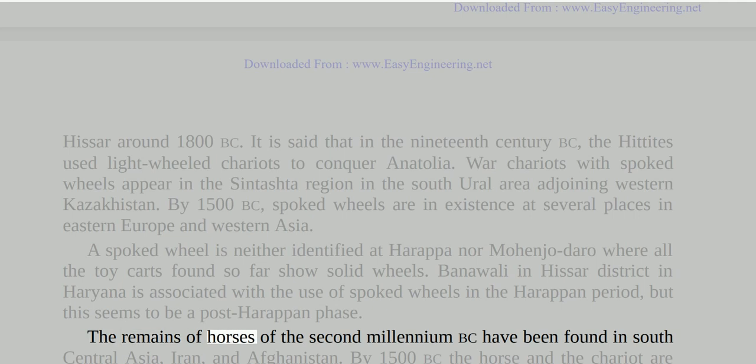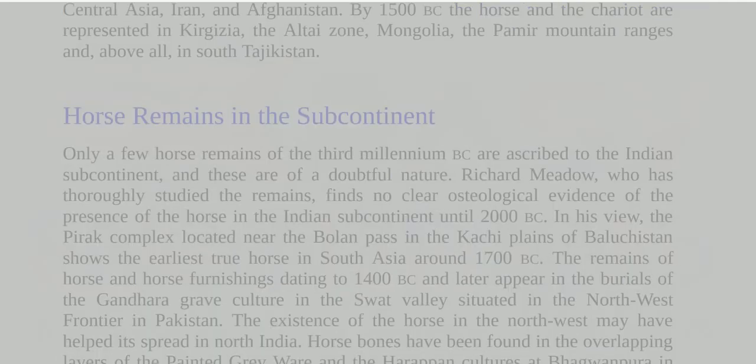The remains of horses of the 2nd millennium BC have been found in South Central Asia, Iran, and Afghanistan. By 1500 BC the horse and the chariot are represented in Kyrgyzstan, the Altai zone, Mongolia, the Pamir mountain ranges and, above all, in South Tajikistan.